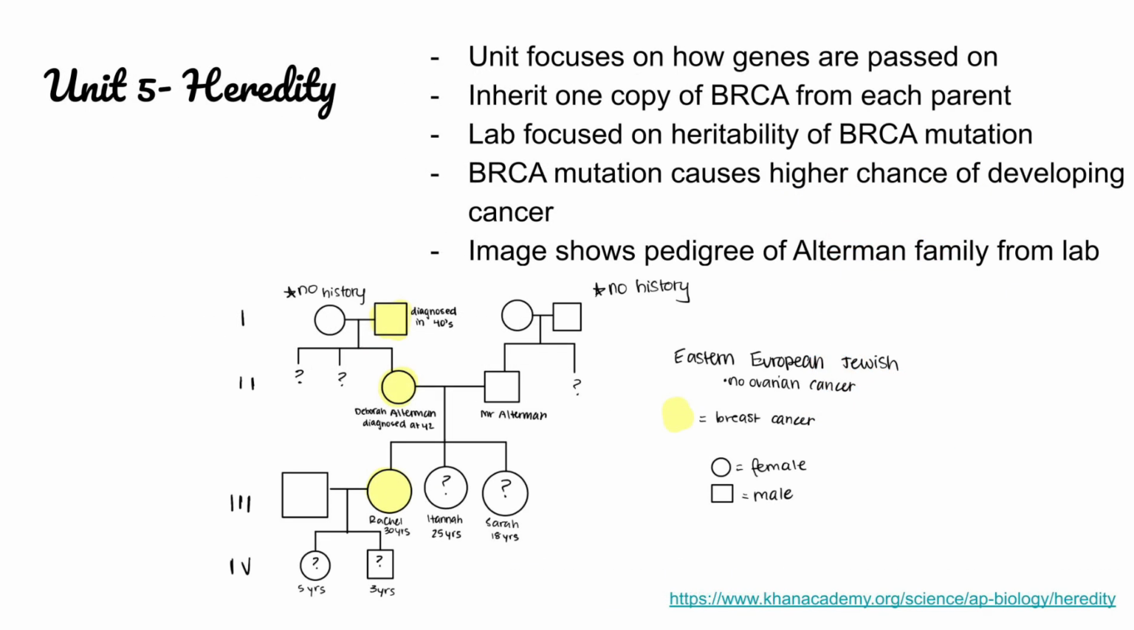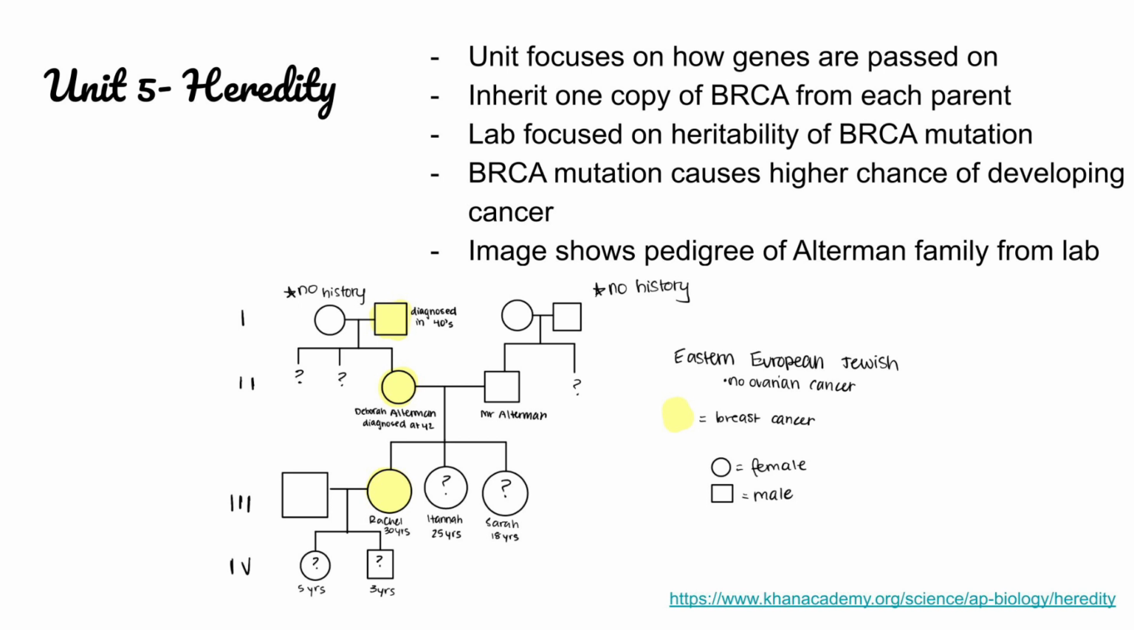Unit 5 is on heredity. This unit focuses on how genes are passed on throughout families. You inherit one copy of each BRCA gene from each parent. Our lab focused on heritability of the BRCA mutation. The BRCA mutation causes higher chance of developing cancer due to the fact that a mutation in BRCA leads to DNA not being repaired properly when it's broken.